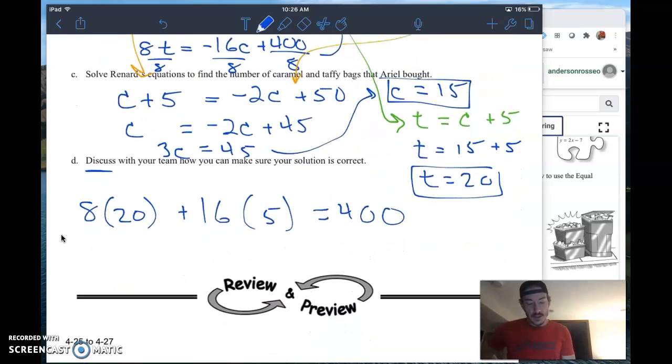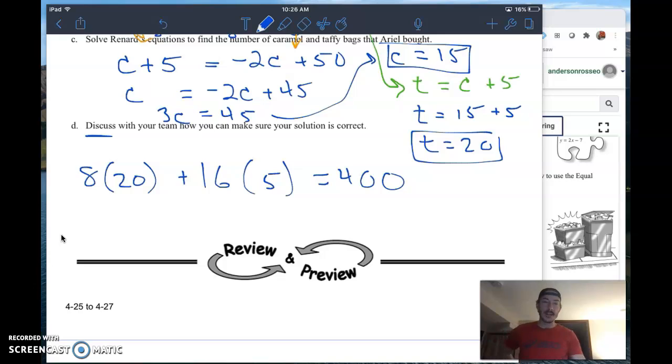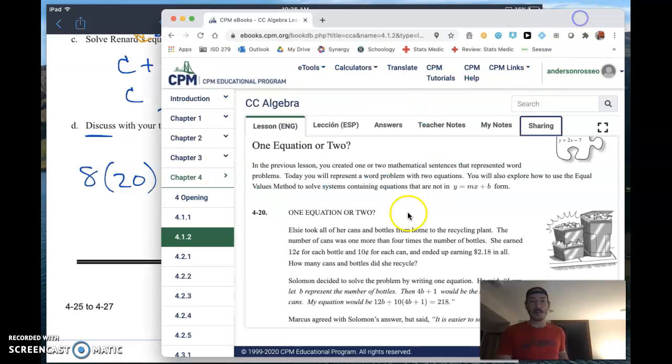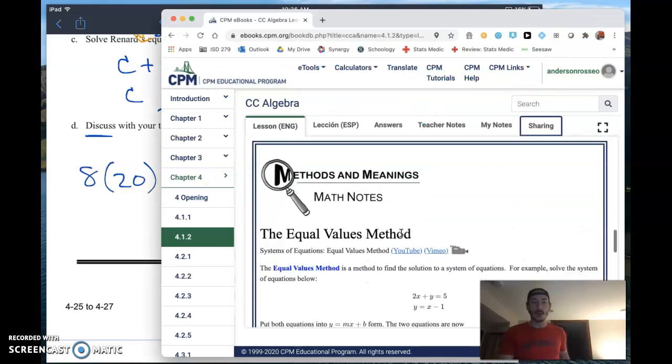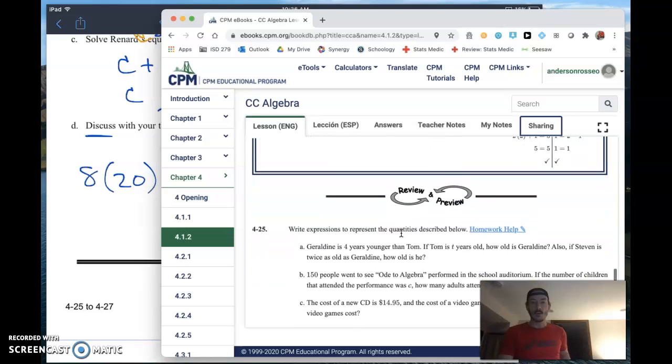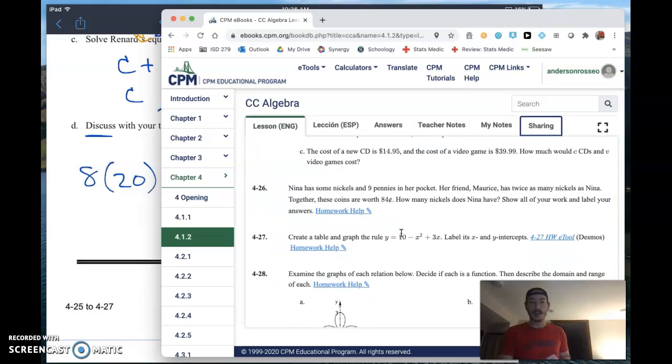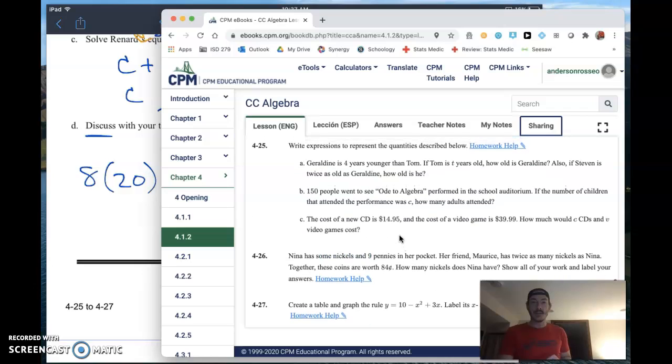Okay, ladies and gentlemen, one last thing before you're done today, right? 3 review preview problems. They're in our CPM ebook, 25 to 27. Remember, if you scroll all the way down till you find that wonderful review preview logo, you see 25, 26, and 27. Don't forget to check your answers, use your homework help, and ask for questions.